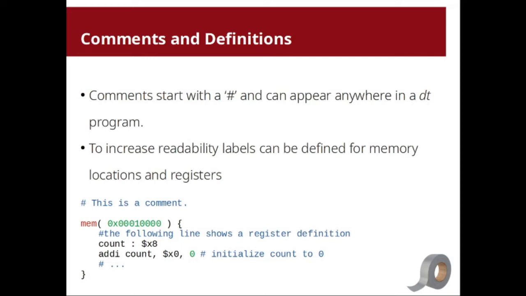If you take a look at the code snippet below, you can see that we have a label count defined for the register X8, and that label is then used in the addi instructions. These instructions are also within a mem block with the supplied address of hex 10,000.